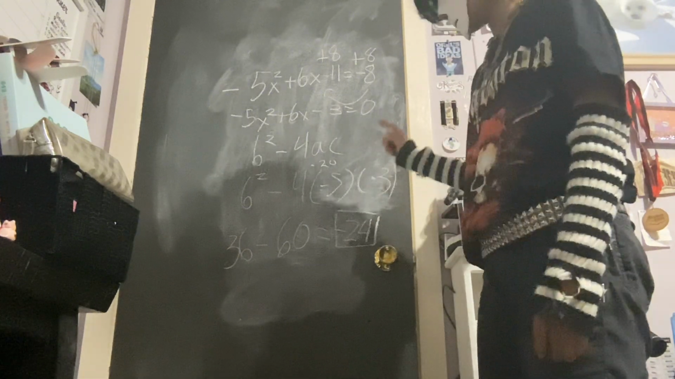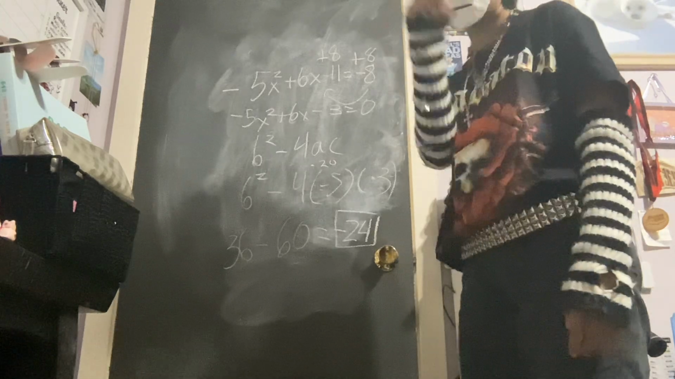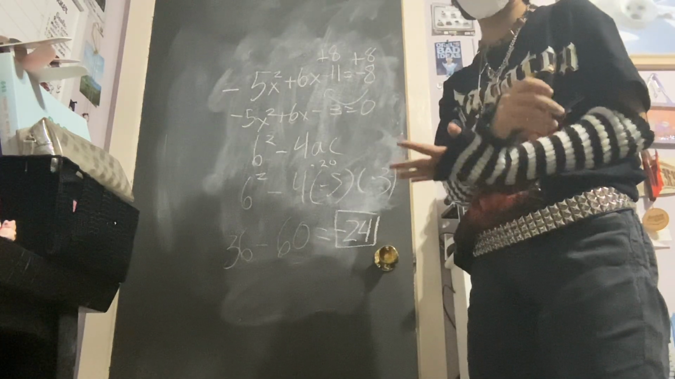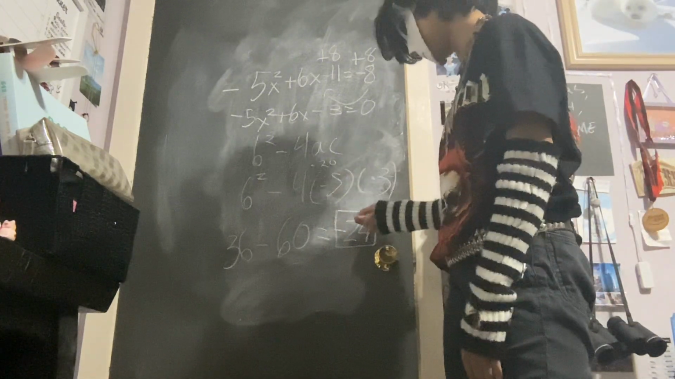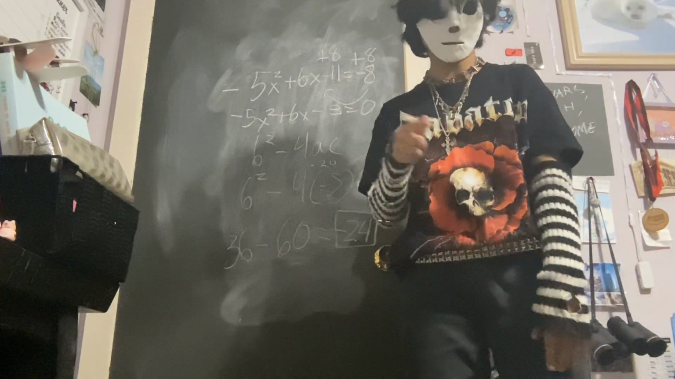Because it is a negative number, it's imaginary, because the roots do not touch the x-axis. They're never going to touch the x-axis if it's negative. So there you are, friends. That is our lesson on discriminants.